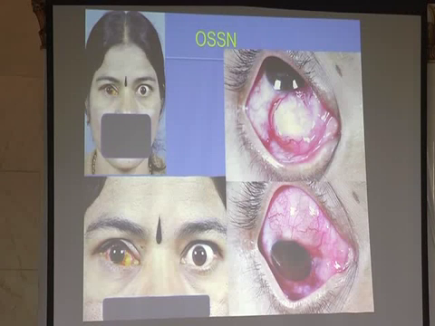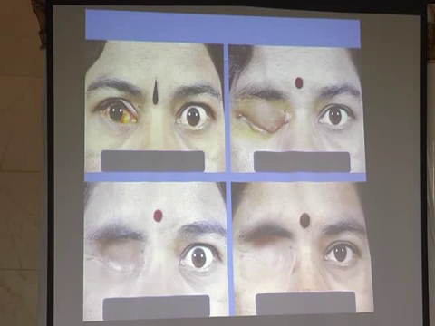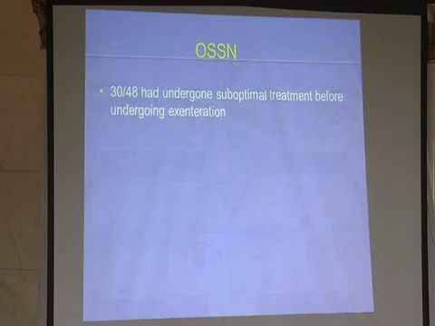Ocular surface squamous neoplasia was the commonest cause which needed exenteration in our series. All the cases were done by the eyelid sparing method, and most of the cases needed just anterior exenteration because the etiology was there in the conjunctiva. Out of 48 cases, 30 had undergone suboptimal treatment before undergoing the exenteration.